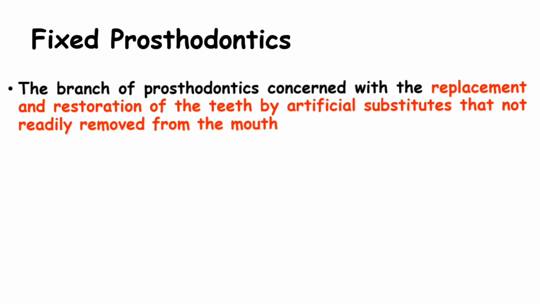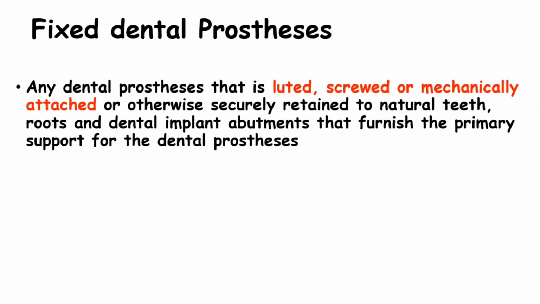Fixed prosthodontics is a branch of prosthodontics that is concerned with the replacement and restoration of teeth by artificial substitutes. For example, it may be a crown or a bridge that is not readily removed from the mouth. So it is any dental prosthesis that is luted, screwed, or mechanically attached or otherwise securely retained to natural teeth, roots, or dental implant abutments that provide primary support for the dental prosthesis.